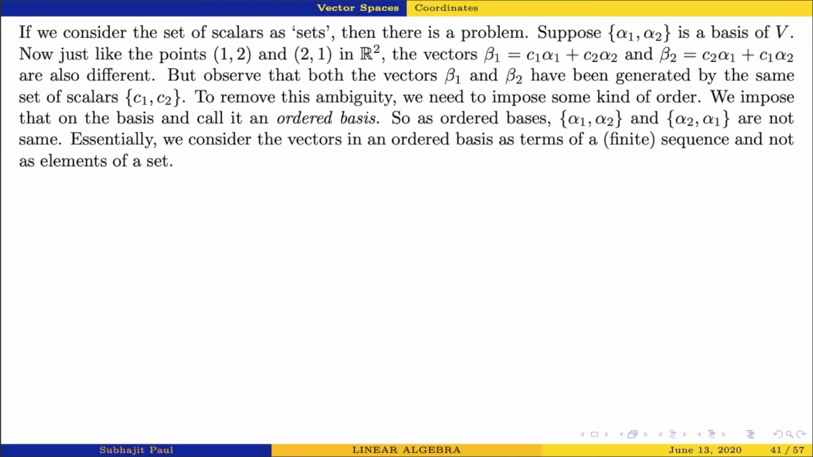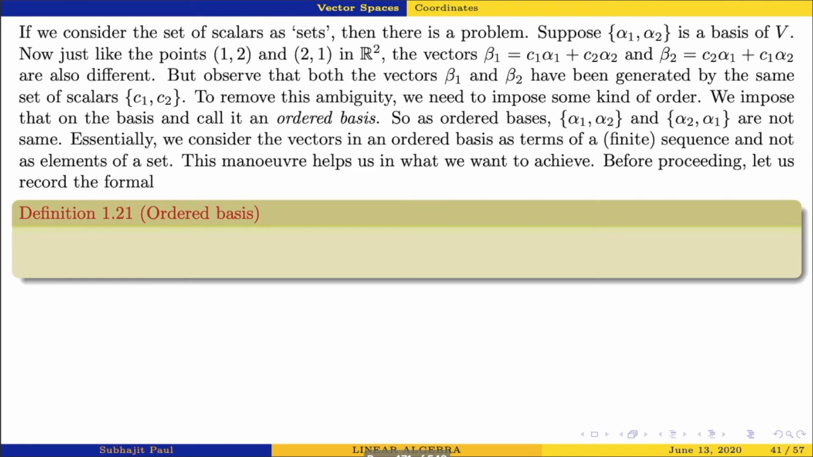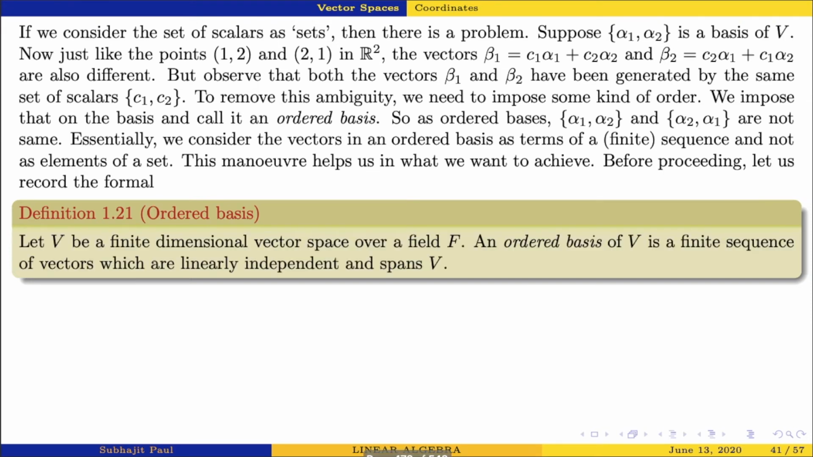They are terms of a sequence, so they come in a particular order. Some comes first, then second, then third, and so on. So they are terms of a sequence and not elements of a set. This maneuver helps us in what we want to achieve. Before proceeding, let us record the formal definition of ordered basis. Let V be a finite dimensional vector space over a field F, and an ordered basis of V is a finite sequence of vectors which are linearly independent and span V, which is a basis which has an order defined on it.